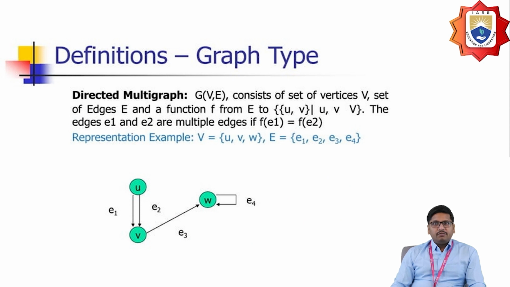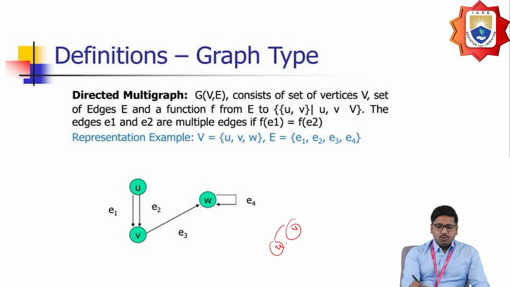And directed multigraph. So a graph is said to be a directed multigraph whenever the multigraph is going to hold multiple directed edges. Whenever I consider a graph which has a set of vertices and edges, and these edges are multiple edges, so when I take vertices u, v, in between them I hold two types of edges, e1 and e2.